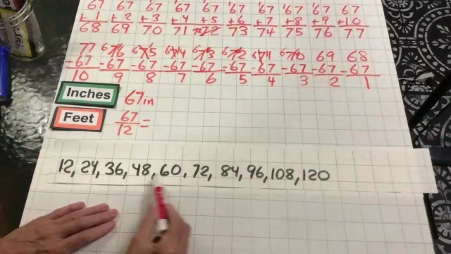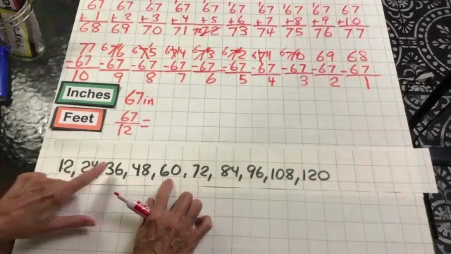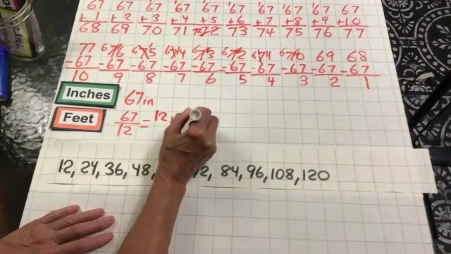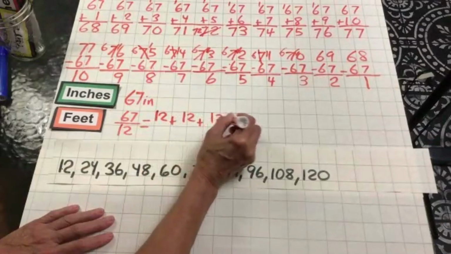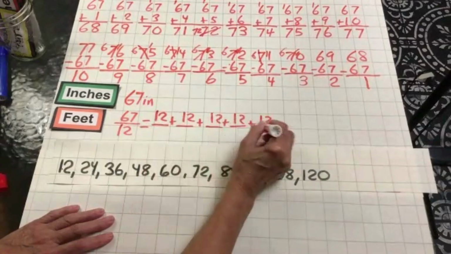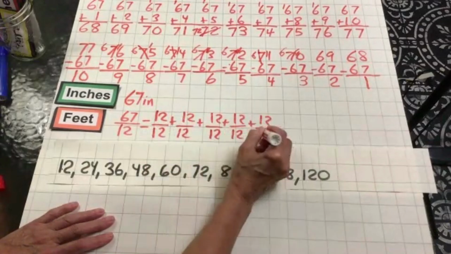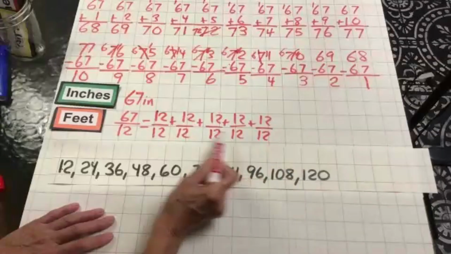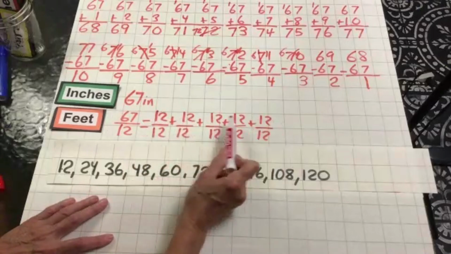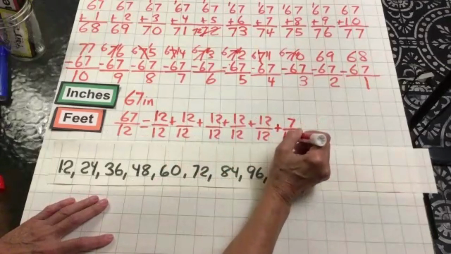So 67. So we can go all the way up to this 60. 72 is too high. So we know we can do 1, 2, 3, 4, 5. So we're going to do 1 plus 2 plus 3 plus 4 plus 5. And we're going to put those all over 12, because when we're adding fractions, the denominator, the bottom number always is the same. We're just adding the top. So that's 12, 24, 36, 48, 60 plus 7 over 12.